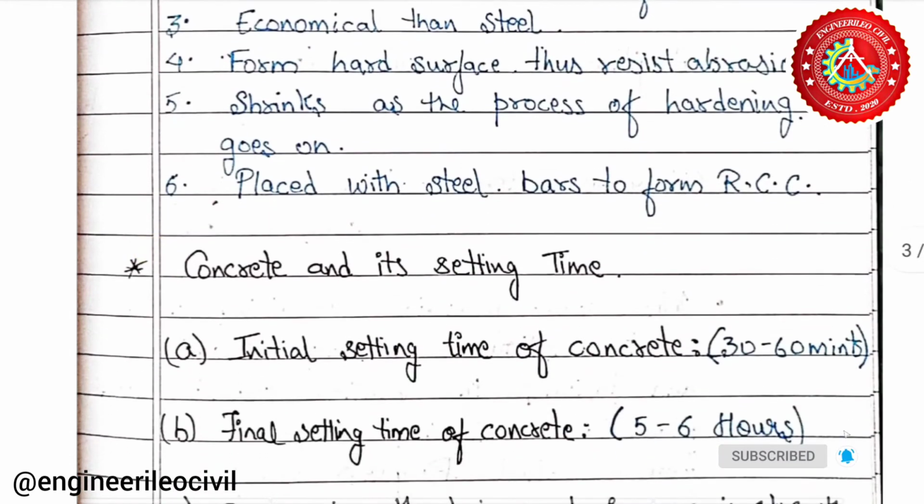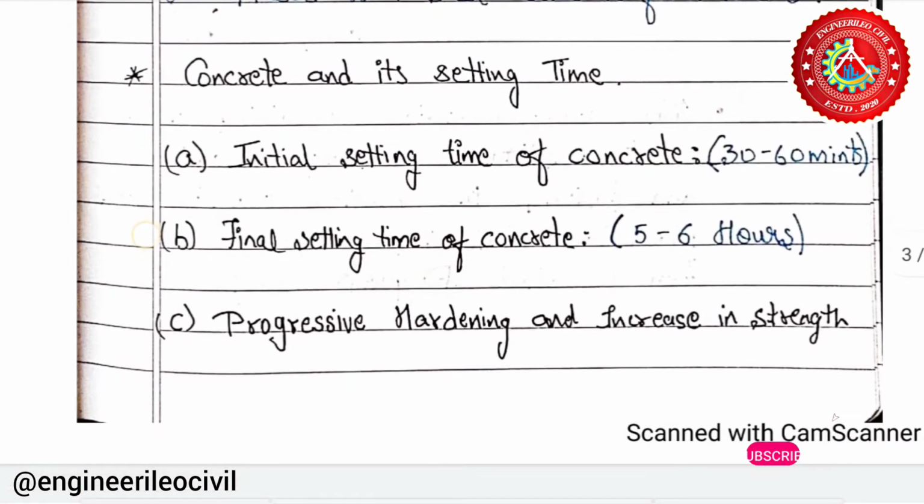Let's study concrete and its setting time. There are three stages. First is the initial setting time. It is usually 30 to 60 minutes. This is the time phase in which the mixed proportion attains pronounced resistance to flow and plasticity is decreased. As per the IS code, it should be more than 30 minutes so that during this phase concrete can be mixed, transported, and used at the required place.